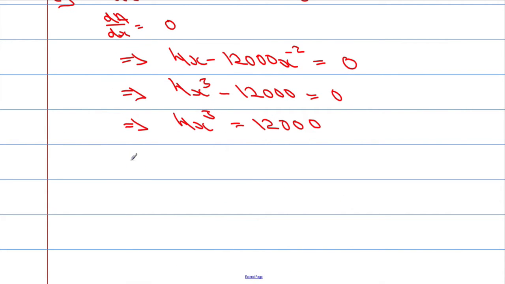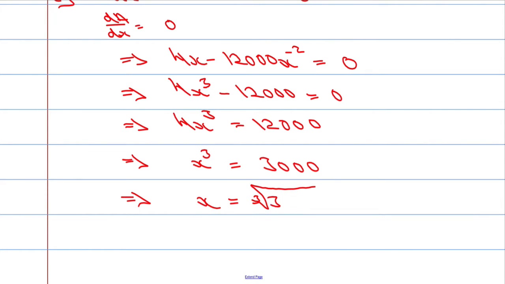Now what we're going to do is divide both sides by 4, and then we're going to take the cube root. So x will equal the cube root of 3,000.